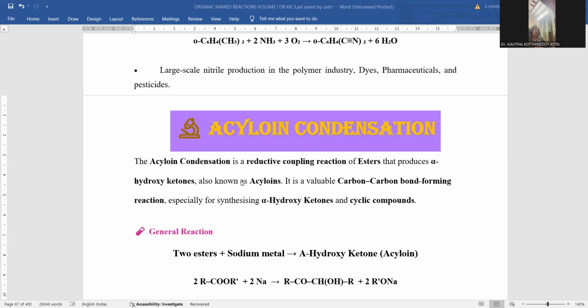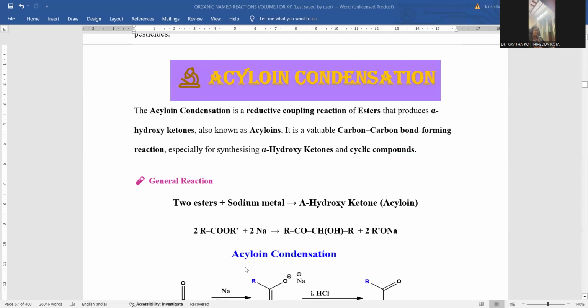So next reaction we are going to discuss in detail is the acyloin condensation process. This is part of organic named reactions. The content is taken from the textbook of organic named reactions, written by Dr. Kavitha Kotthireddy Kota. The series of sessions already completed on organic named reactions are available on the channel called World of Competitive Chemistry. Now we are going to discuss the acyloin condensation reaction.